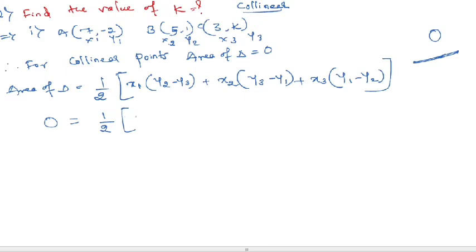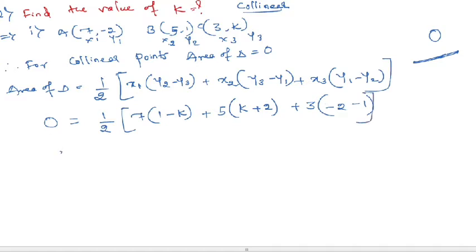x1 value is 7 in the bracket, y2 minus y3. y2 value is 1 minus y3 value is k, plus x2 value is 5 in the bracket, y3 value is k minus y1 value is minus 2, plus x3 value is 3 in the bracket, y1 value minus 2 minus y2 value is minus 1, so minus 1. Now complete the bracket.